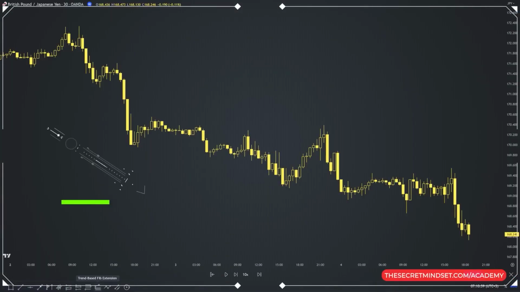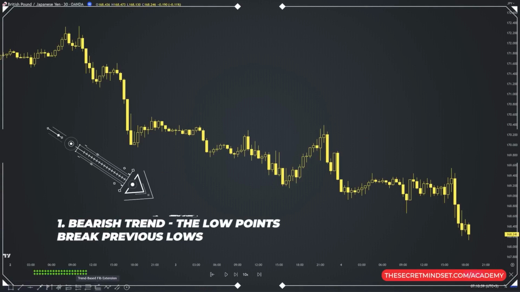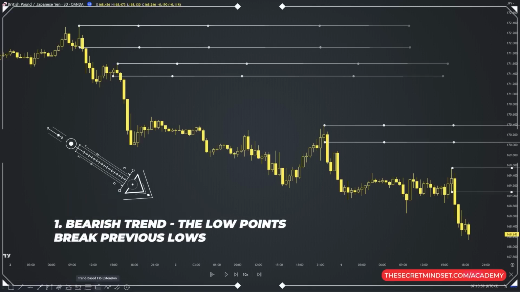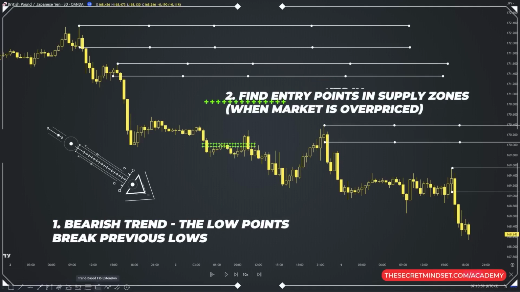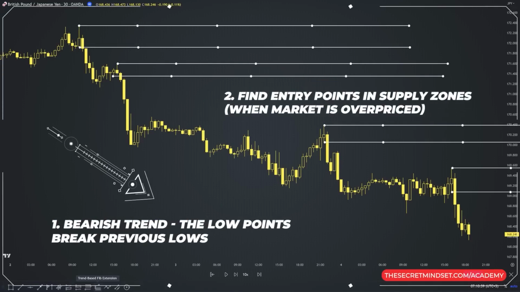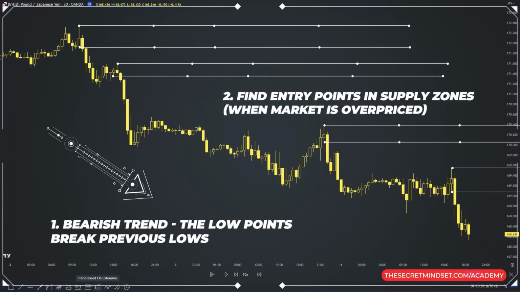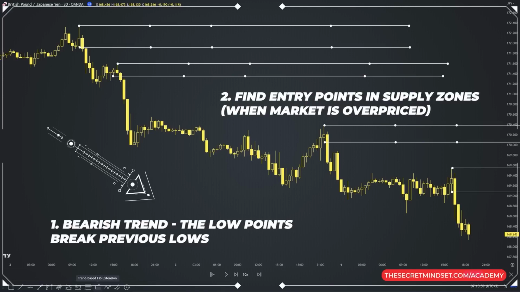A bearish trend is confirmed when there are lower lows and lower highs, and is characterized by a series of movements where the low points break the previous lows. Once determined, your goal will be to find entry points in lower highs to sell in supply zones when the market is overpriced. In those zones, sellers add to their positions and create an imbalance, moving the price lower.